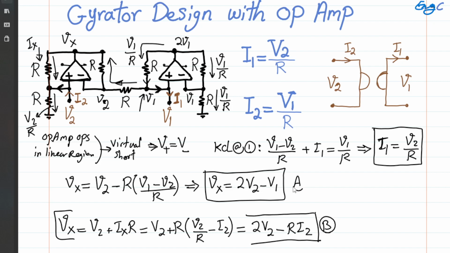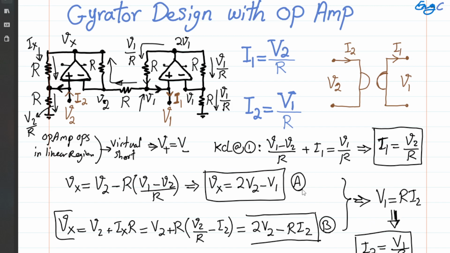and we also have this A. Compare A and B because A is defining Vx as 2V2 minus V1, and B actually defines Vx as 2V2 minus R I2. So by combining these two, we obviously understand that V1 should be equal to R I2. And hence, we get the second gyrator equation that we wanted. So we get that I2 should be equal to V1 divided by R. That's exactly the second gyrator equation we wanted.